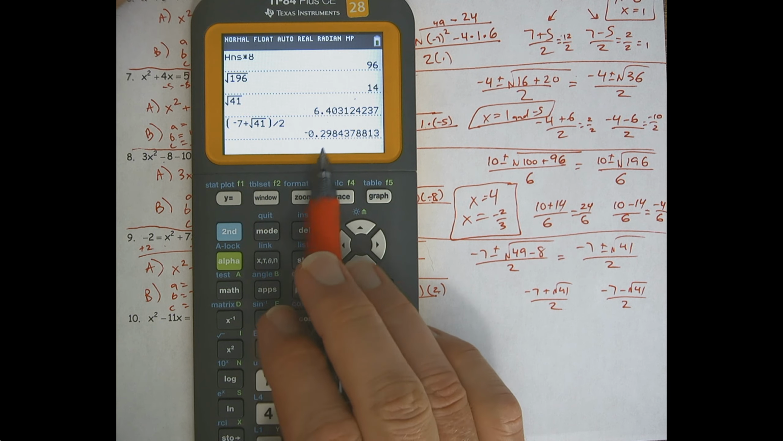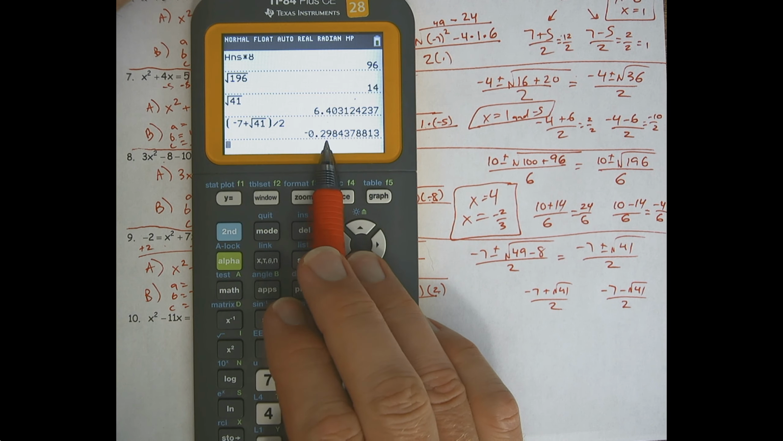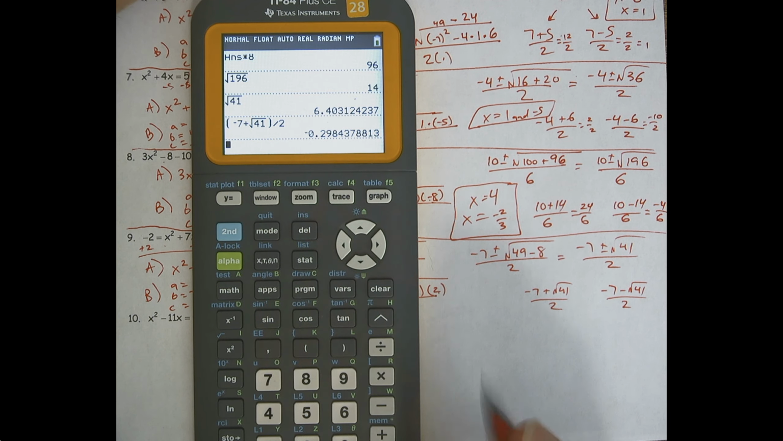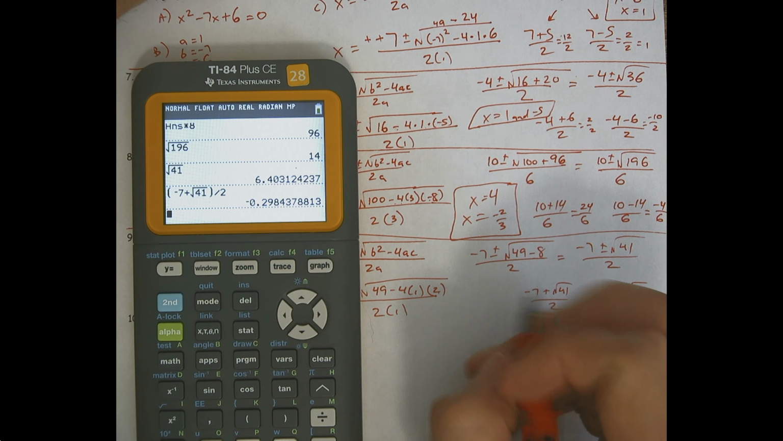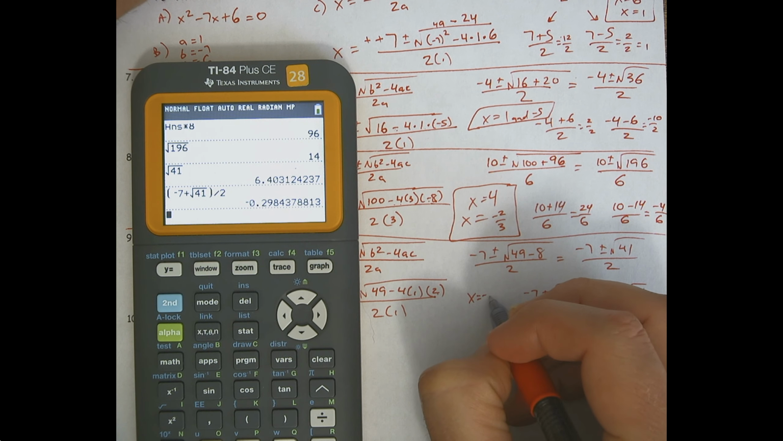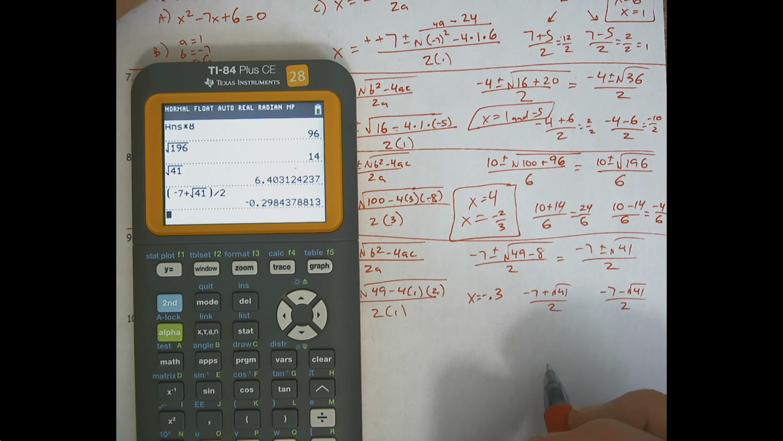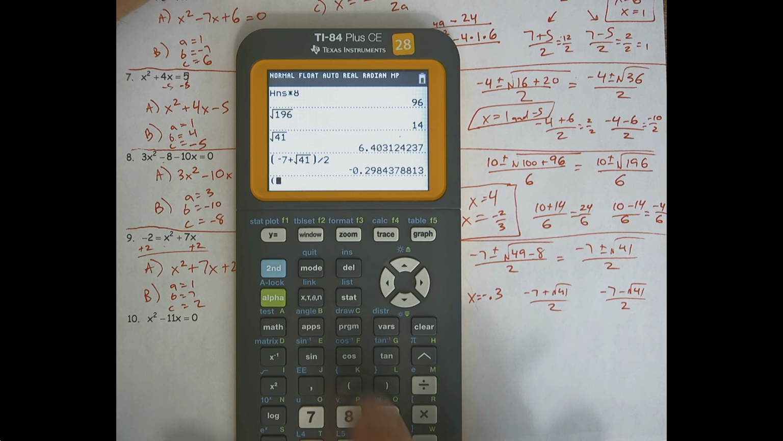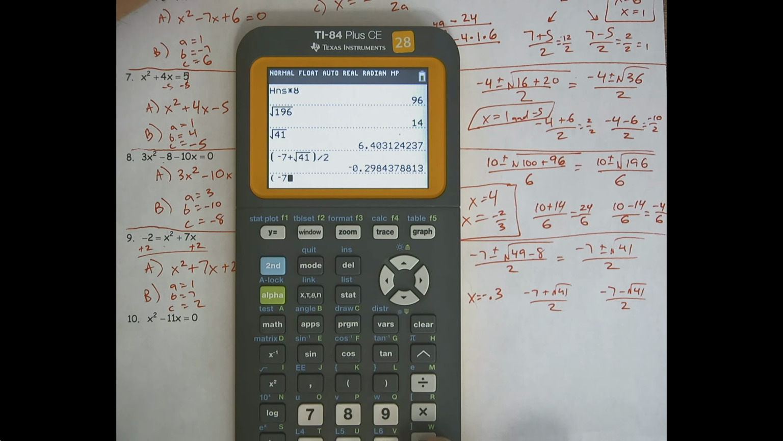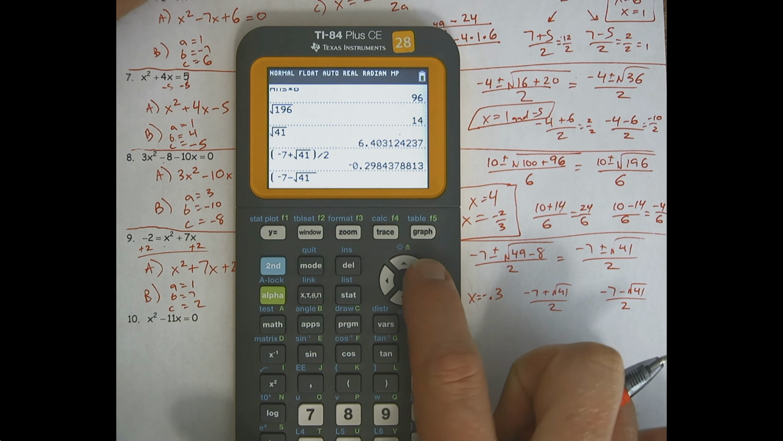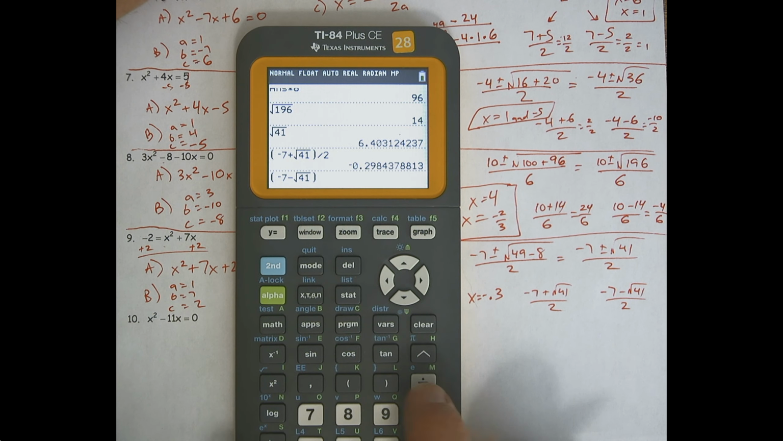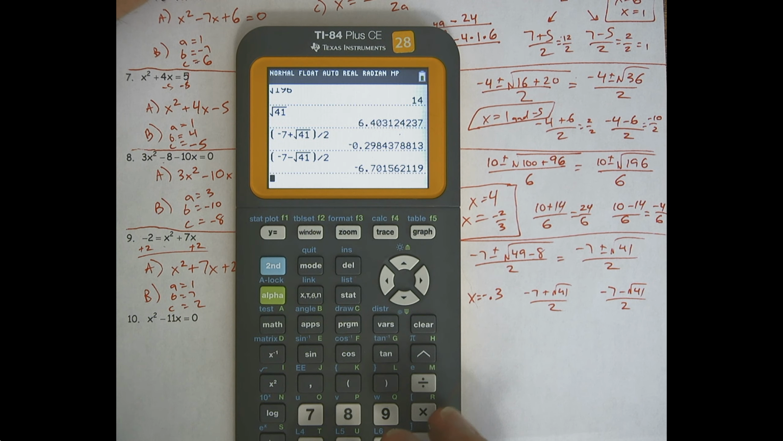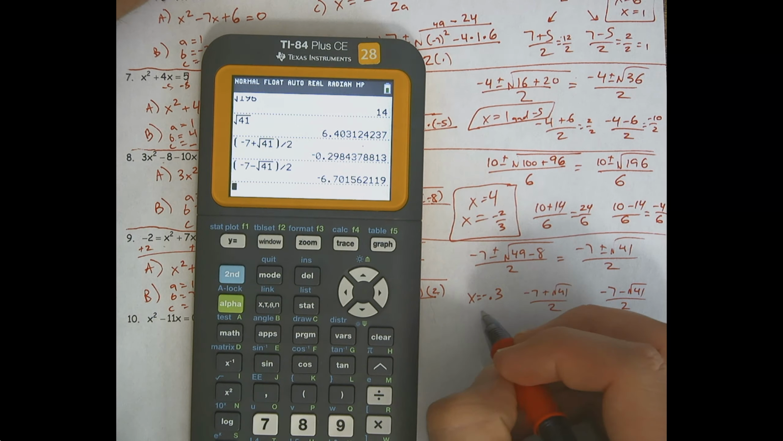So depending on where you want to round this, 0.3. If I round here, it still rounds up to 0.3. So I'm going to go up with the negative. X equals negative 0.3. And then over here, do it again, but with a minus. So in parentheses, negative 7 minus the square root of 41. Go over to get the parentheses out here. Divided by 2. And we'll call that negative 6.7. So x equals negative 6.7.